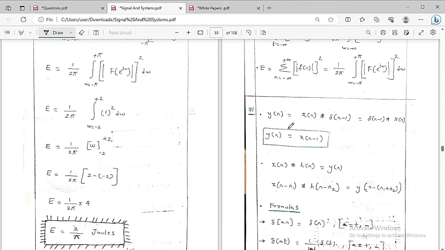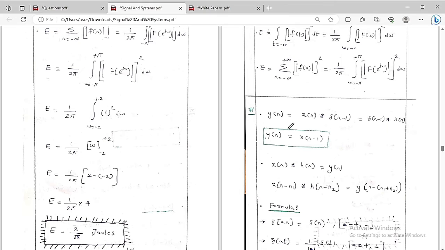Now, as you can see clearly, y of n is nothing but x of n convolution of delta of n minus 1. As convolution satisfies the commutative property, we can write it in the reverse fashion also: delta of n minus 1 convolution of x of n, which is nothing but x of n minus 1. As I already told you, when x of n convolution of h of n is equal to y of n, then x of n minus n1 convolution of h of n minus n2 is equal to y of n minus of n1 plus n2. So this is the basic formula.